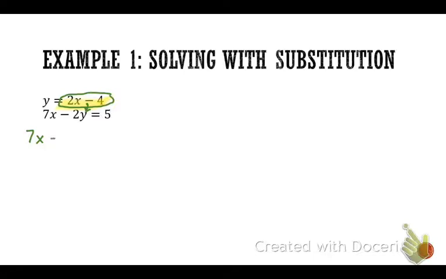7x minus 2. Now, instead of the y, I'm going to plug in what y equaled on the first equation. So I'm going to plug in 2x minus 4. Now I bring down the rest of that second equation. That's where the equals 5 came from. I just pull that down. All right, so now I can solve this equation because I only have one variable now in my equation.